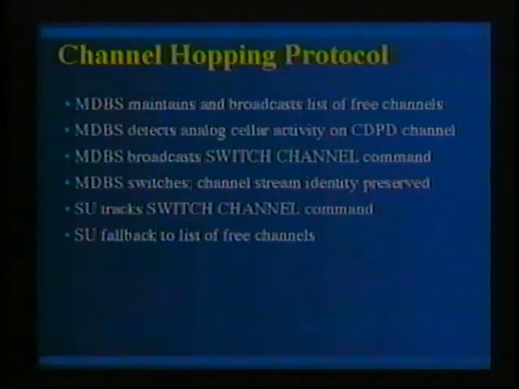If the subscriber unit finds the switch channel command, then it just jumps. It goes to wherever the MDBS says it is, verifies that it's the same logical place, and carries on operating. If the subscriber unit fails to see the switch channel command, it starts searching for the channel by looking at the list of free channels. And by and large, that's where it should be able to find the channel it was to jump to.